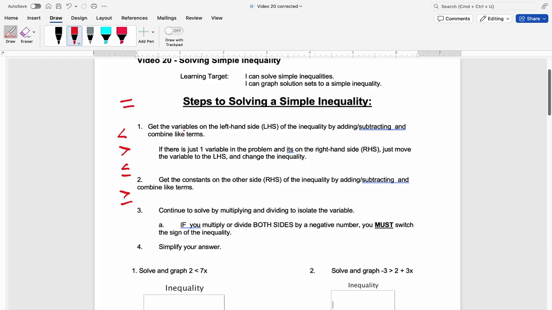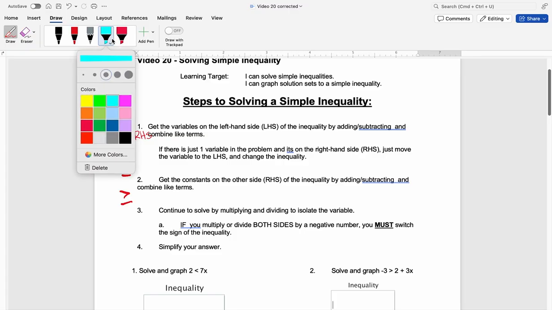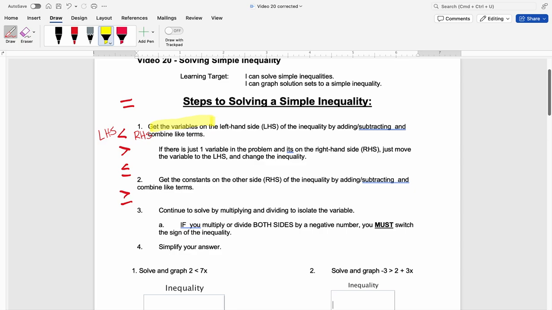Now, the first step says we want to get the variable on the left-hand side. So here we're talking about the left-hand side, right? And you have the right-hand side. So with inequalities, we always want our variable on the left-hand side. So that is the first thing we want to do, is to get the variable on the left-hand side. And we know typically if the variable is on the right-hand side, we just add the opposite and then combine the like terms. We know how to do that.